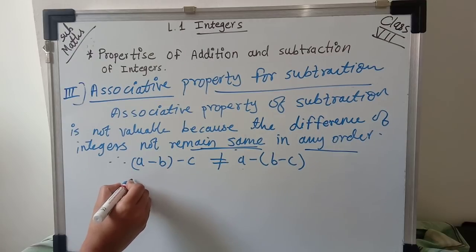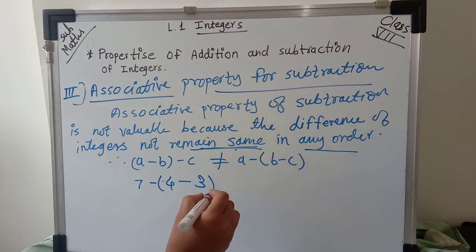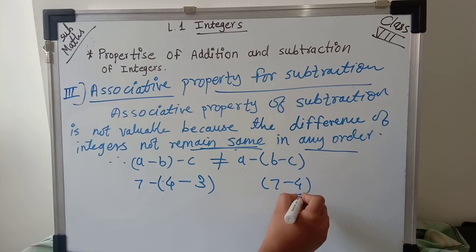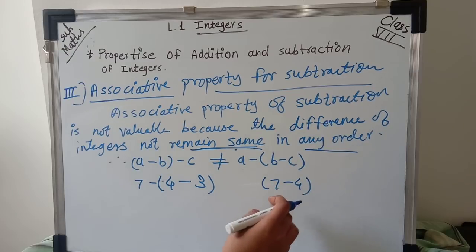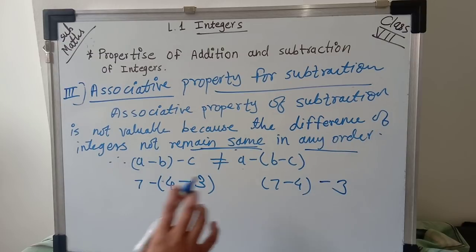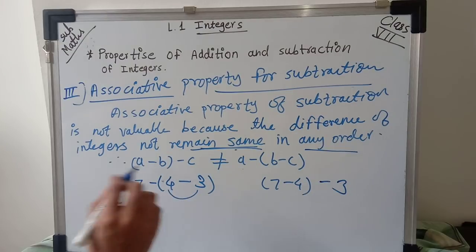Now if we take 7 minus (4 minus 3), and then change the order so that it is (7 minus 4) minus 3, we have changed the order. Now let's do the subtraction, starting with the integers which are in the bracket.